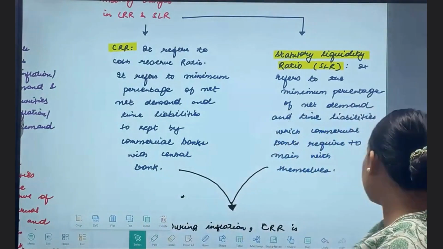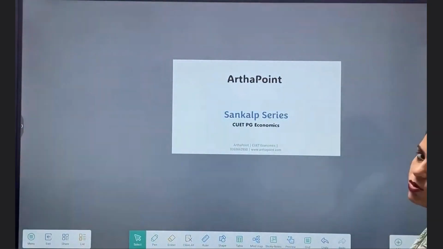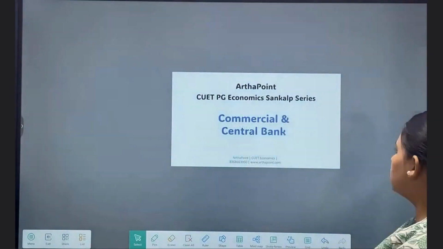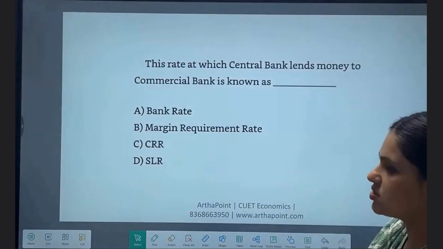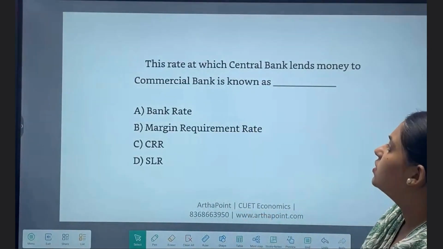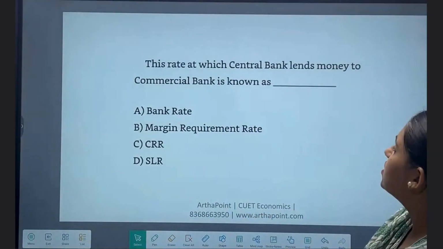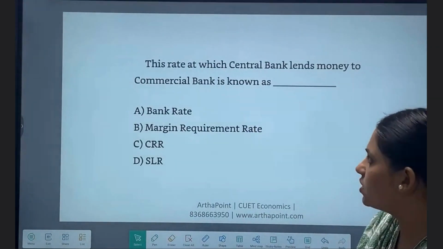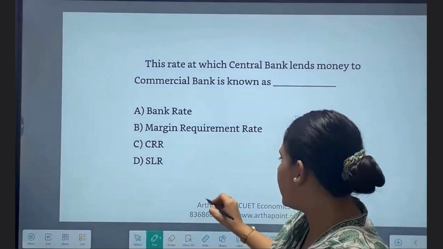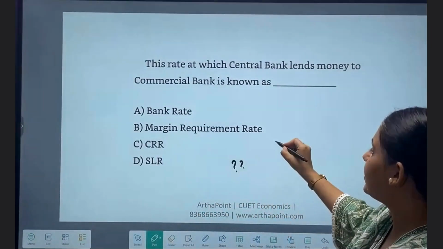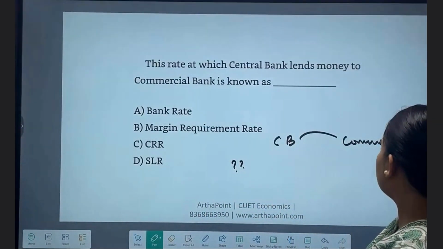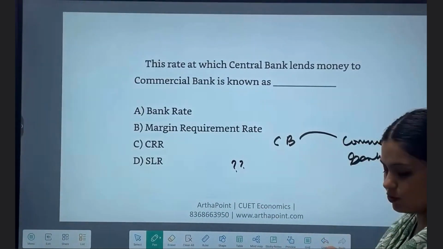Now let's go to the questions, and I hope everyone will be able to quickly do these questions. So let us start with our CUET Sankalp series for the day, and the first question is this. I give you a minute to solve. Everybody write your answers here. The rate at which central bank lends money to commercial bank is known as. So what is that called? The rate at which central bank gives money to commercial bank. Everybody post your answers on the chat window.